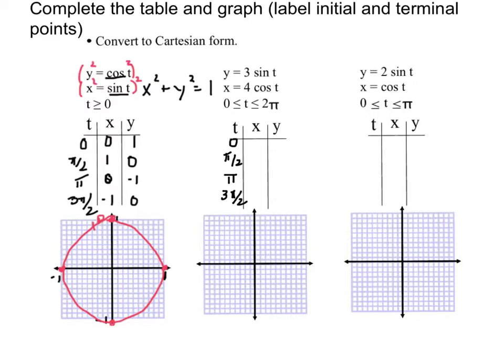Okay. So x, 4 multiplied by the cosine of 0 is 4. 4 times the cosine of pi over 2 is 0. This would be negative 4, and this would be 0. Okay. Y, 3 sine t, well the sine of 0 is 0, so it's 0, 3, 0, negative 3. So the first point is 4, 0. Next point, 0, 3. Then we got negative 4, 0, and 0, negative 3.